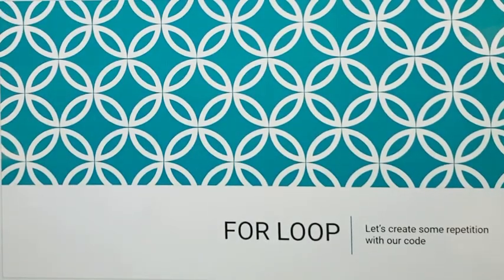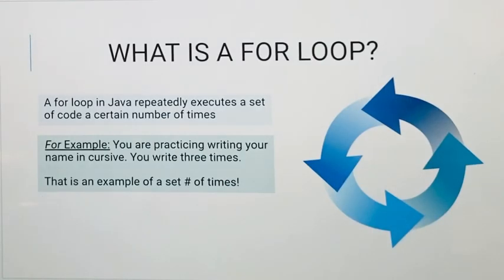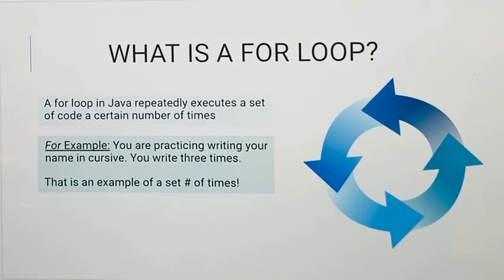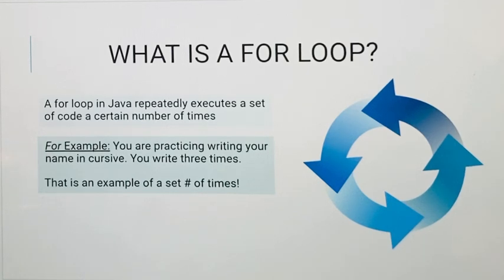Today we're going to talk about for loops. So what is a for loop? A for loop in Java repeatedly executes a set of code a certain number of times. For example, if you're practicing writing your name in cursive and you write it 3 times, then you just did a for loop, because you did something, which is writing your name in cursive, a certain number of times, which is 3 times.